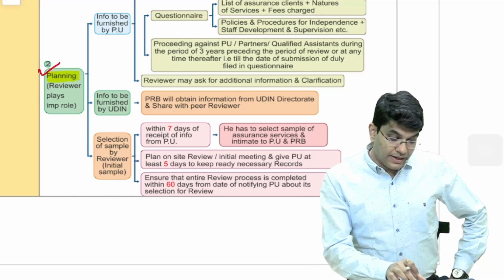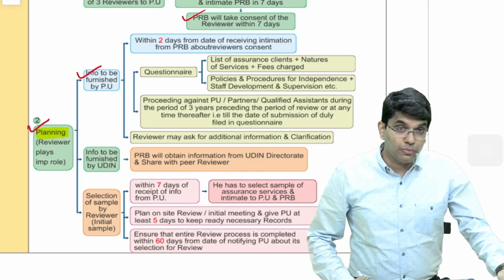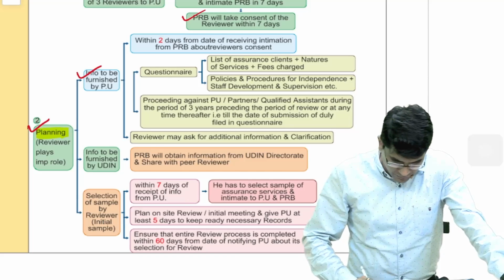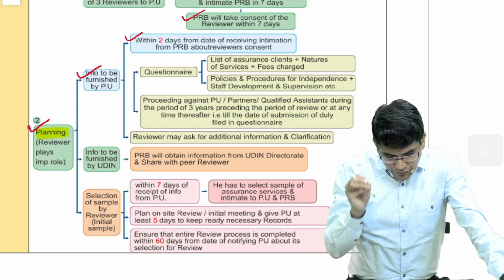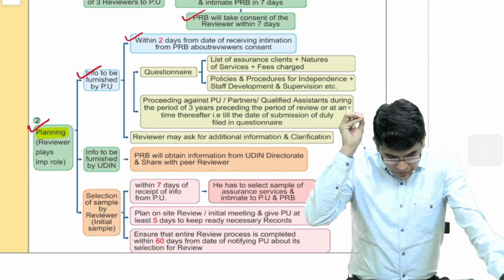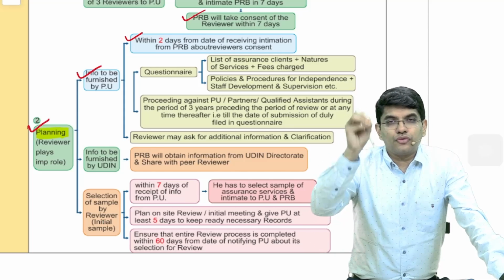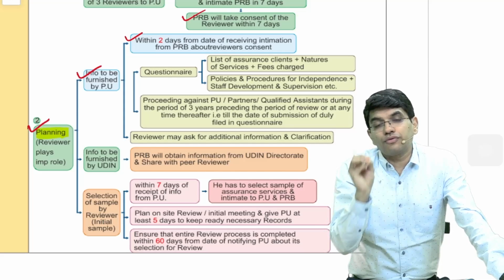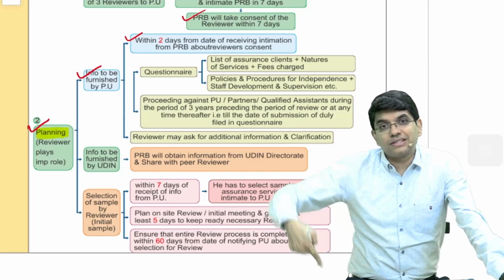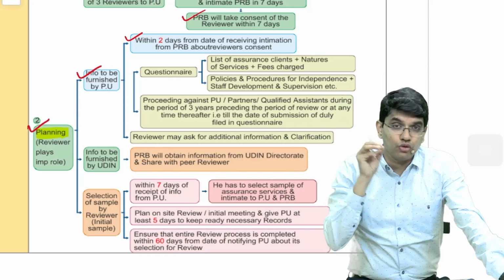The next phase is the planning phase. You need a lot of information to do planning. First information will come from the practicing unit, that is the CA firm. Within 2 days, as soon as the CA firm is intimated that the reviewer has agreed to do peer review of your firm, they have to send a copy of the questionnaire which they sent to the peer review board, the same copy, to the reviewer.